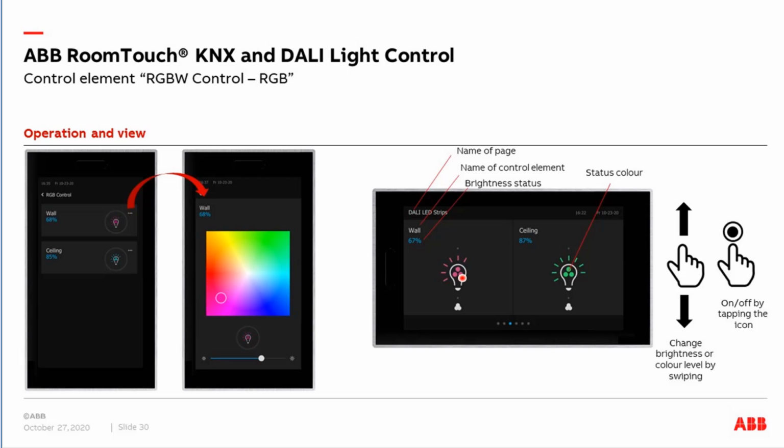So to change the brightness, or for example the color level, I can swipe here with my finger like you use your mobile phone, or by tapping here on the icon, I can switch on and off.